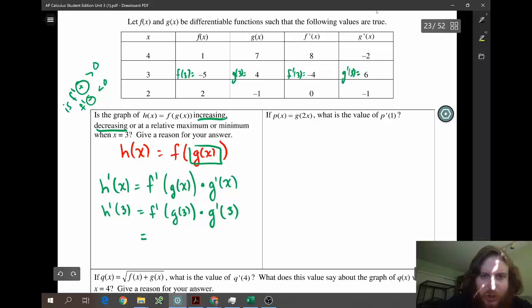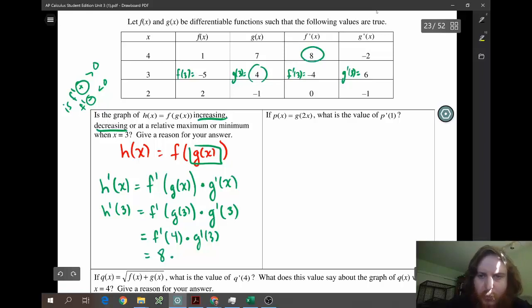So g of 3 would be 4. So this is f prime of 4 times g prime of 3. Well, what's f prime of 4? F prime of 4 is, oops, that's of 2. F prime of 4 is 8.